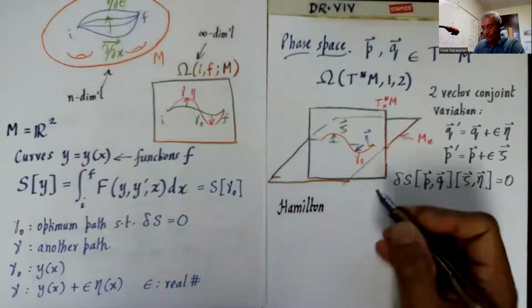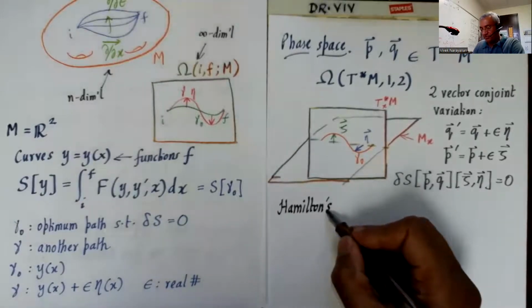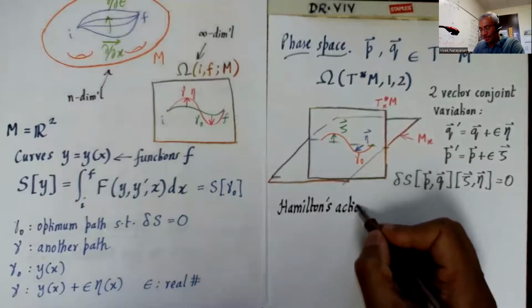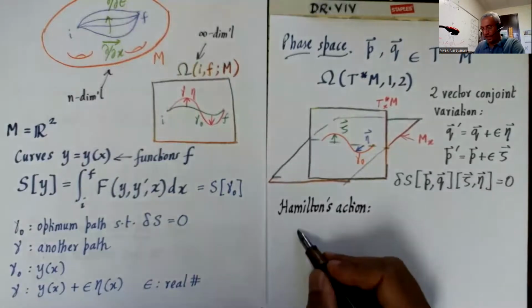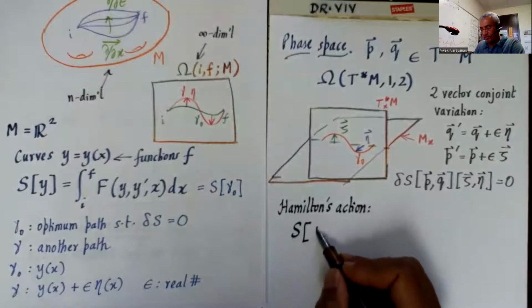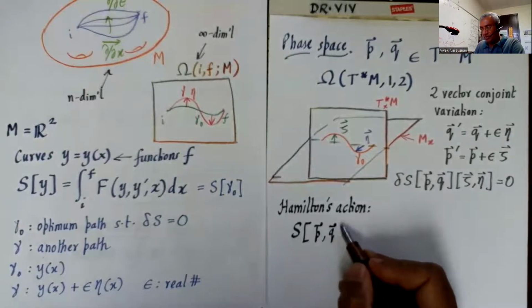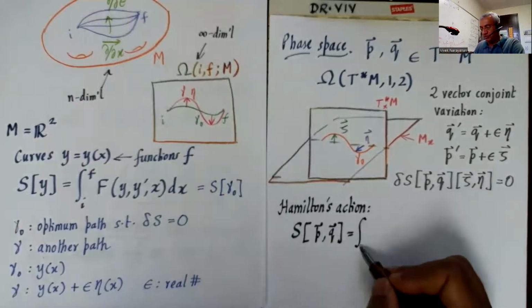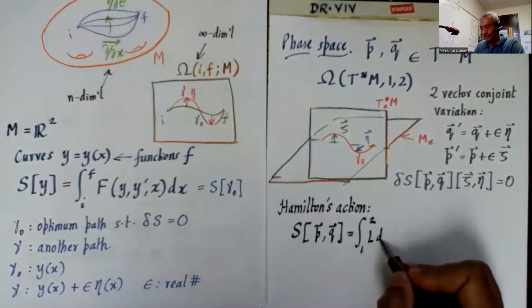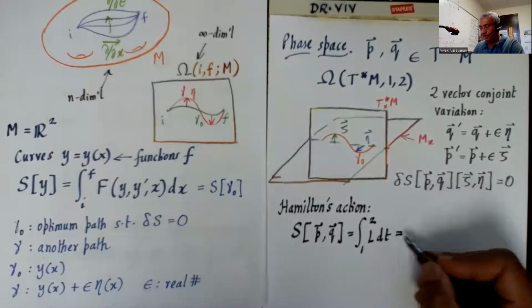Hamilton invented the following action. And this is why the principle is named after him, in honor of Hamilton's action. S of P, Q is the integral from 1 to 2 of L dt. That's the basic definition. But what is the Lagrangian?